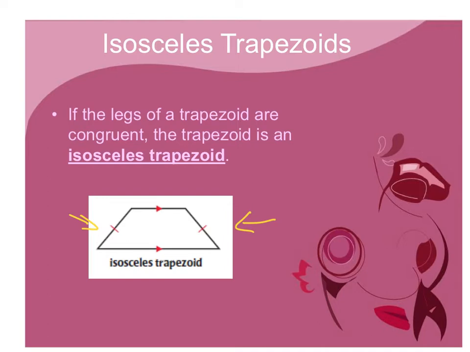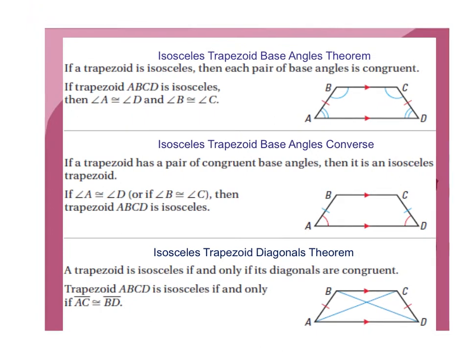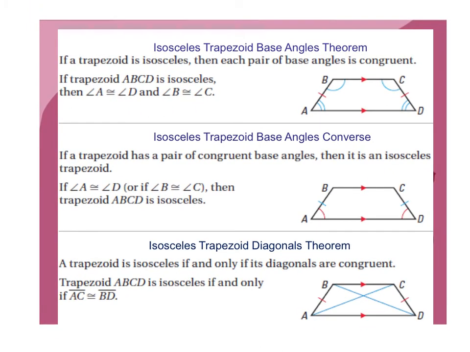Next, we're going to see some theorems about the trapezoids. The first one is the isosceles trapezoid base angles theorem, just like you had the isosceles triangle base angles theorem. It says, if the trapezoid is isosceles, then each pair of base angles is congruent. Remember, the bases are the parallel sides.